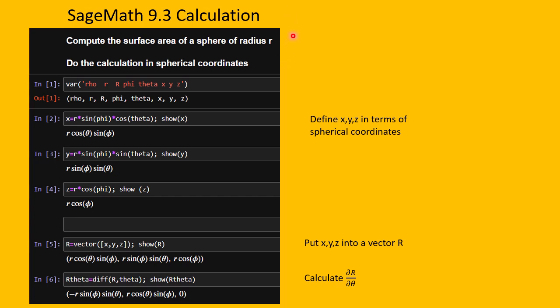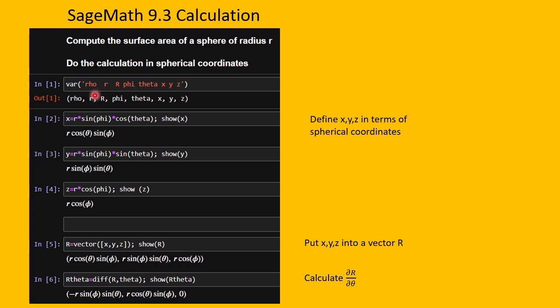So we're going to do this computation using SageMath. We're going to compute the surface area of a sphere of radius r, and we'll do the calculation basically in spherical coordinates. We'll use the two angles from spherical coordinates as our parameters.